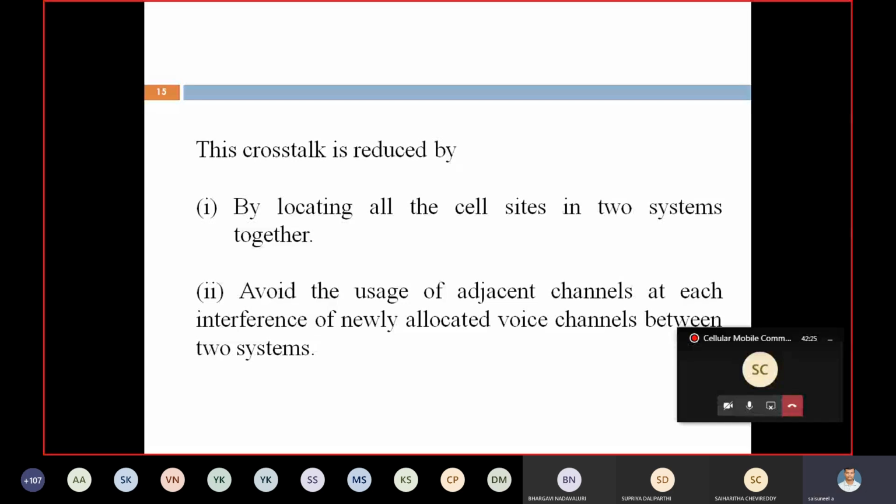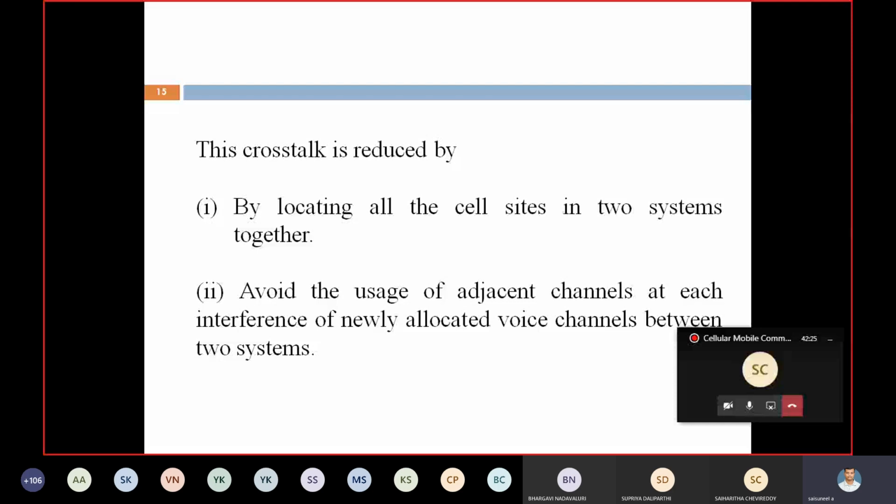So once your call is made, you have to talk. Your call is in progress, and in the background some vehicles are going, which is fine. But sometimes another call can interfere with you, and that is a problem. How to reduce this crosstalk? By locating all the cell sites of the two systems together. Maximum, both stations should be together.